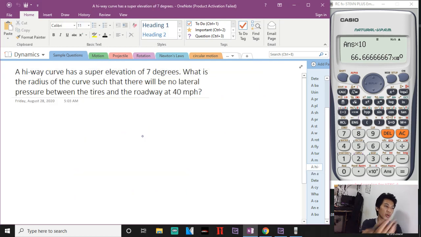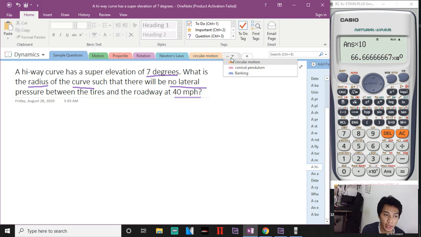Another question, again, ito na. A highway curve has a super elevation of 7 degrees. Ibig sabihin, meron kang curve banking na 7 degrees. What is the radius of the curve? Ang hinahanap yung radius of the curve. There will be no lateral pressure between the tires and the roadway. 40 mph ang kanyang speed.